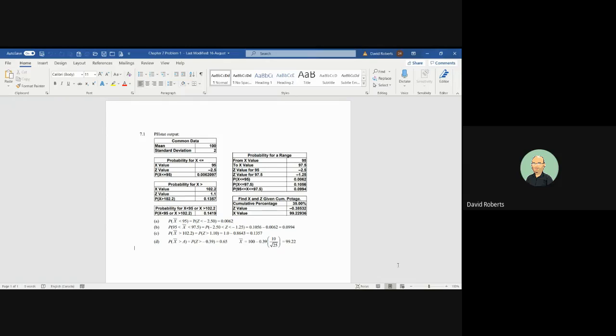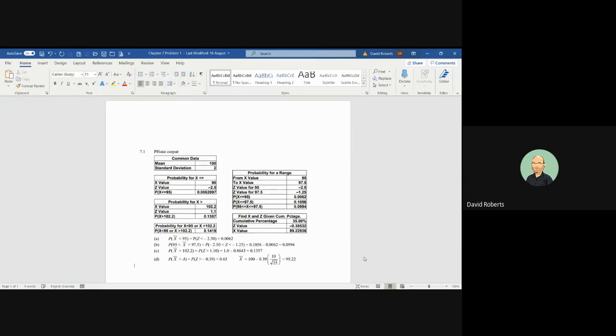So in this particular case, you would have the standard deviation, which is 10. The sample size is 25. The square root of 25 is 5. So I'll put this on the screen for you.